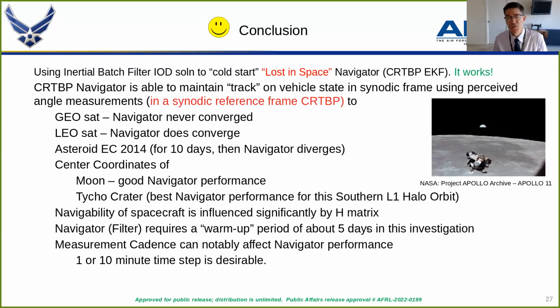As I mentioned, because the Frob norm of the H matrix gets large, a large Kalman gain is very good for the Kalman filter to update the state. Gives you happy results. Again, the navigability, it's a tongue twister, of the spacecraft is significantly influenced by the H matrix. In this period, we had a warm-up period of about 5 days. It took a long time for it to converge, 35, 42 days, but it still converged.